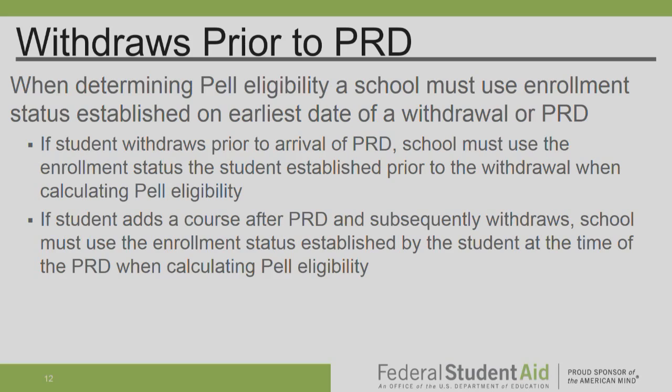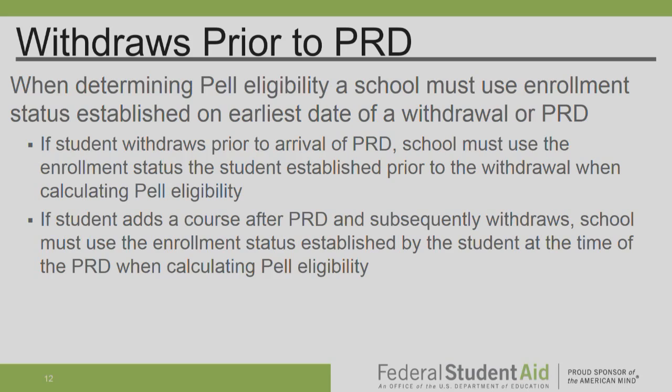So this is what we say: when determining Pell eligibility, a school must use the enrollment status established on the earliest date of a withdrawal or PRD. In other words, whichever occurs first, whatever the enrollment status is on whichever of those two things occurs first, that is the enrollment status that we use. So in other words, that first bullet is saying that if my student withdraws prior to my Pell recalculation date coming along, then I use the enrollment status that the student was at the time of withdrawal.